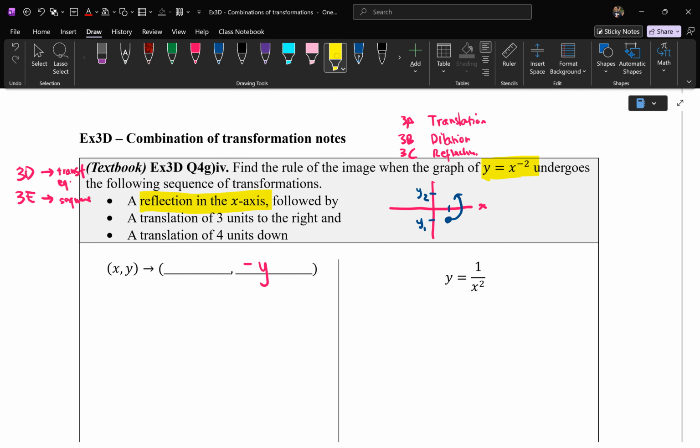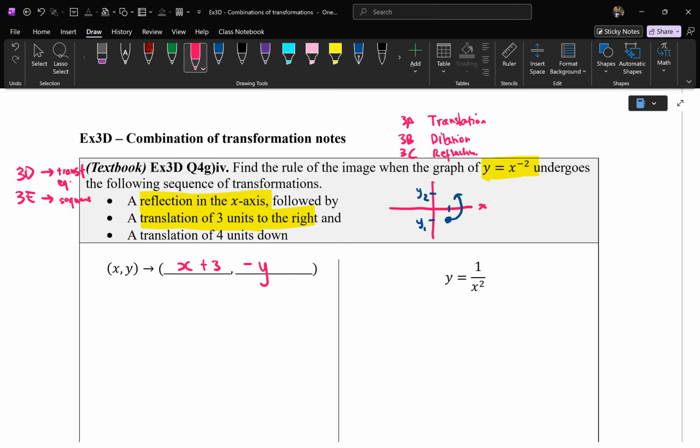Next one. Translation of 3 units to the right. So I'm shifting the graph to the right by 3. How do I do that? Let's go with Anne. Translation 3 units to the right. What's the mapping notation? x plus 3, very good. So horizontal movement is to do with the x coordinates. So it's all to do with the first section. And to move to the right, well, you're adding 3 to every x coordinate. So yes, it is x plus 3.